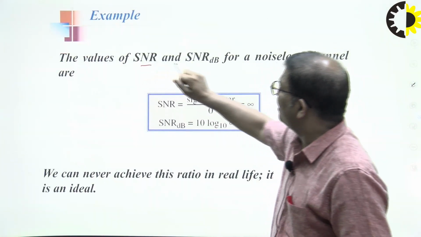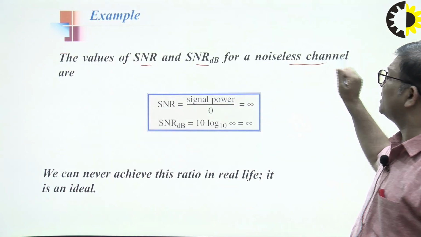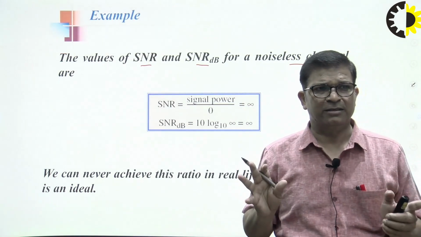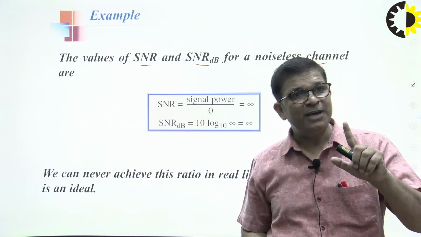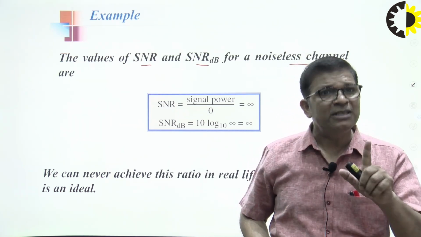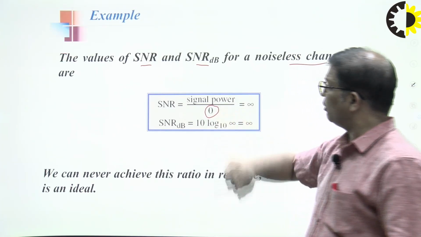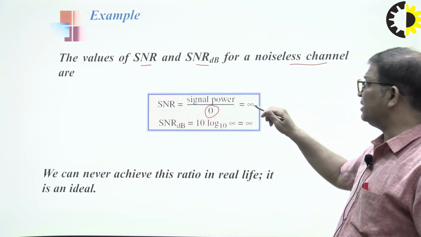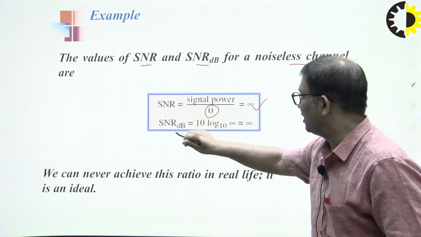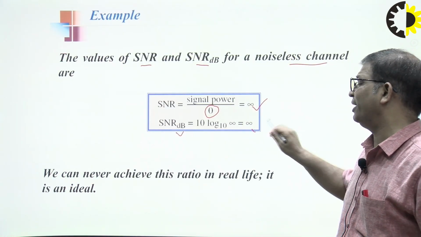What are the values of SNR and SNR dB for a noiseless channel? If there is no noise, then what will the SNR be? If there is no noise, the noise power is 0. So signal power upon noise power, with noise being 0, makes SNR infinite. Similarly, SNR dB is also infinite.